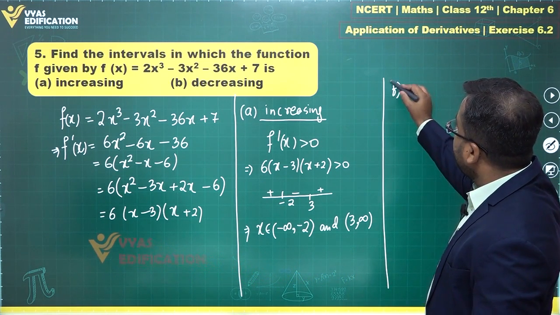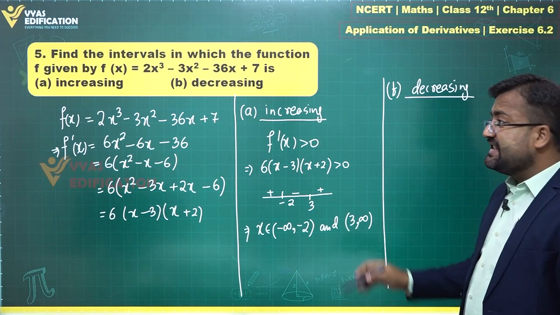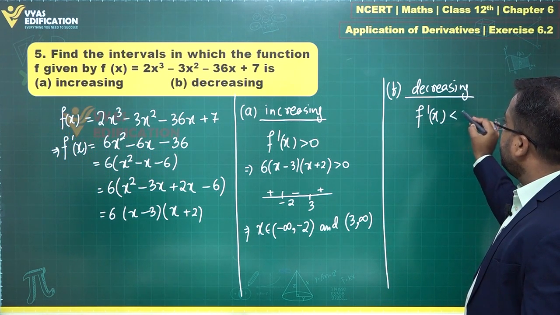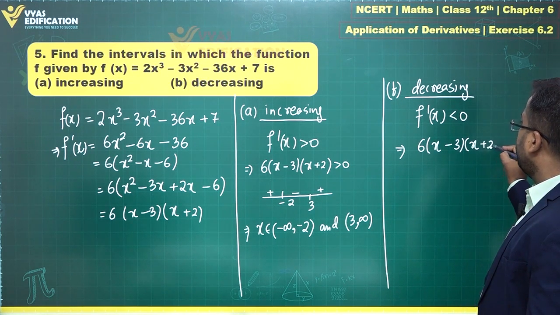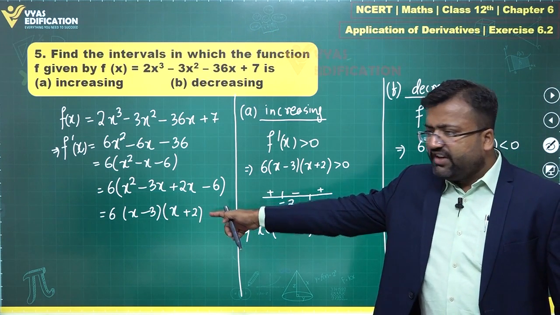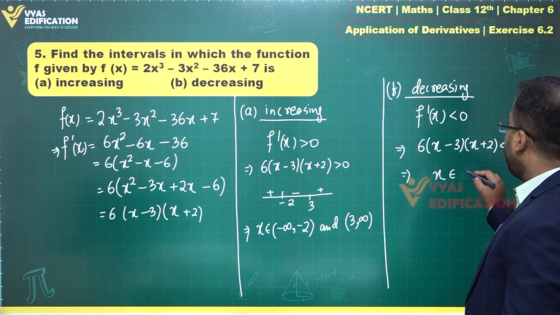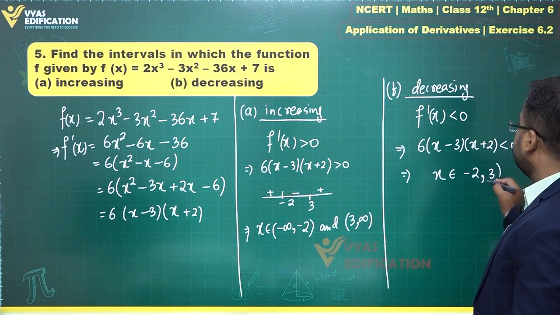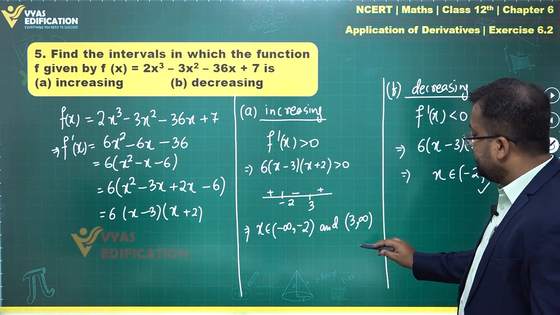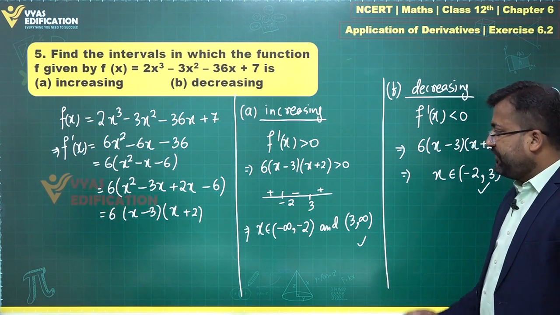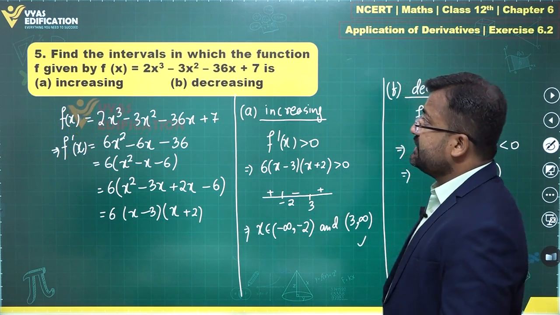Right. Let's talk about part B, decreasing. The condition is that f prime x will be less than 0, and this tells me that 6 times (x minus 3)(x plus 2) will be less than 0. This is the derivative, right? Once you note this, you can say that x belongs to (minus 2, 3) is the interval in which the function will be decreasing. For decreasing, this is the answer. For increasing, this and this are the answer. That's the complete solution of this question. Yes. Let's move on to the next question after this.